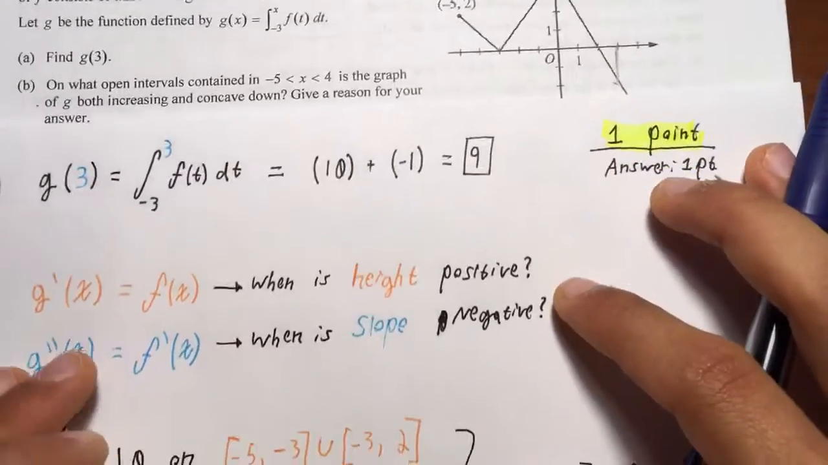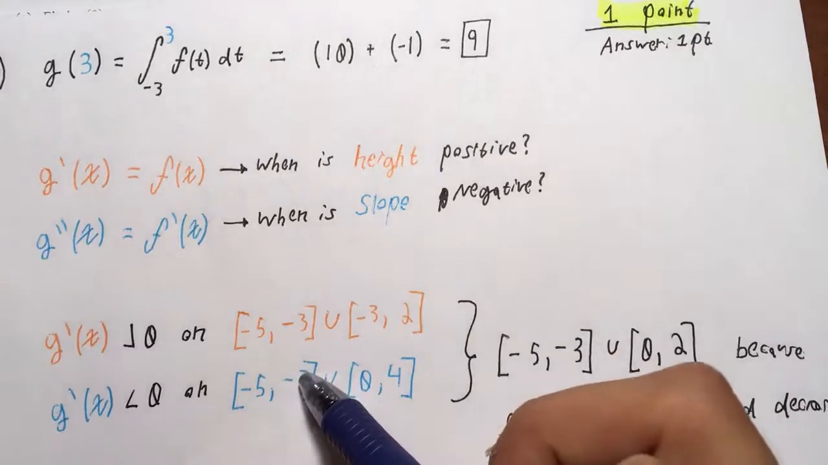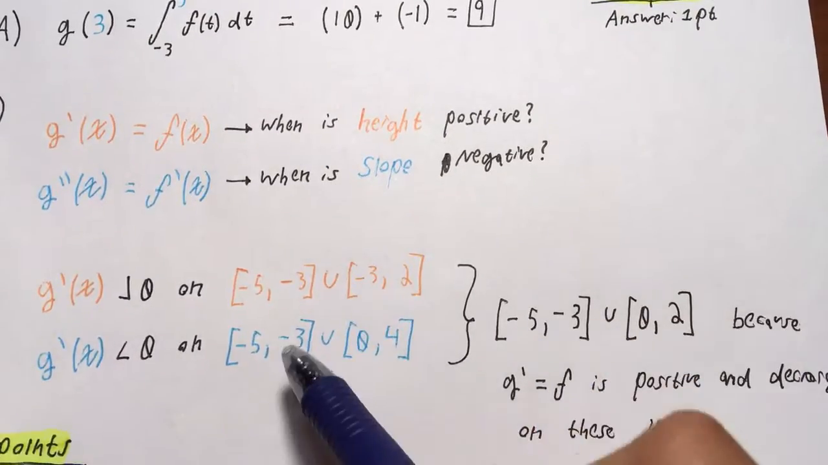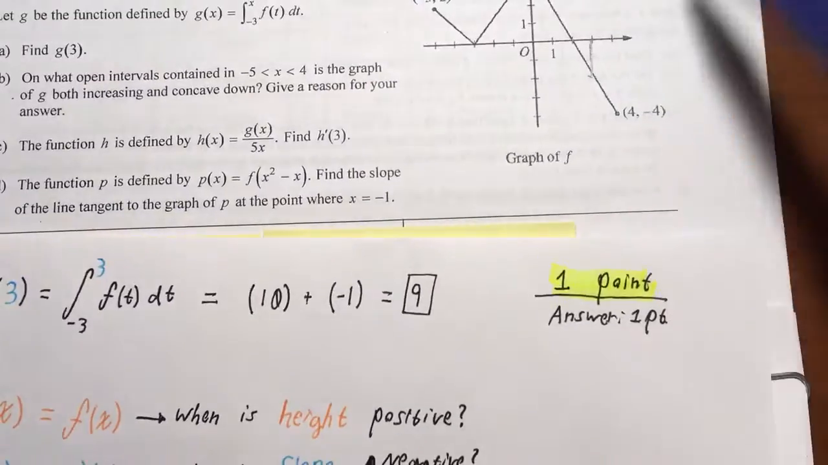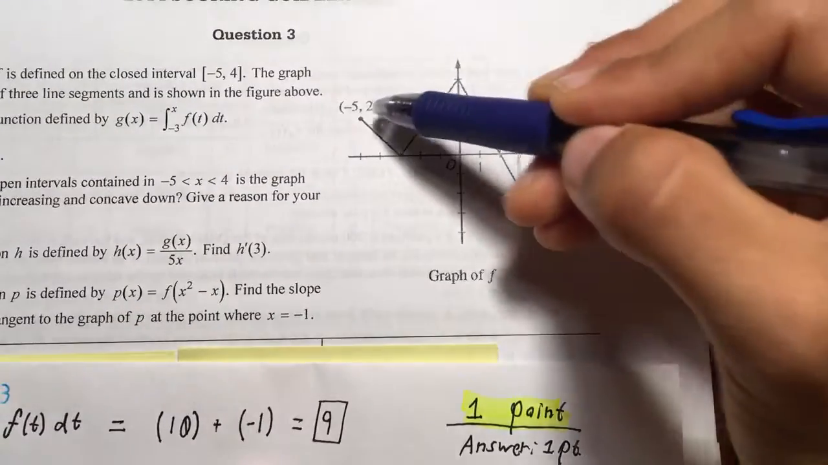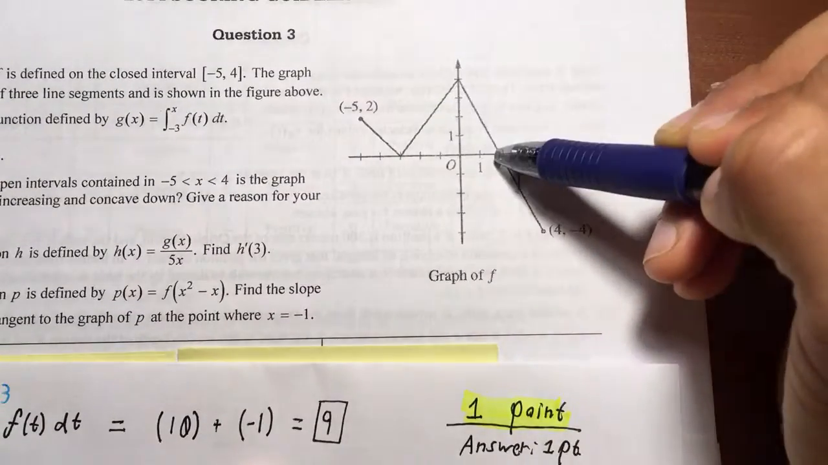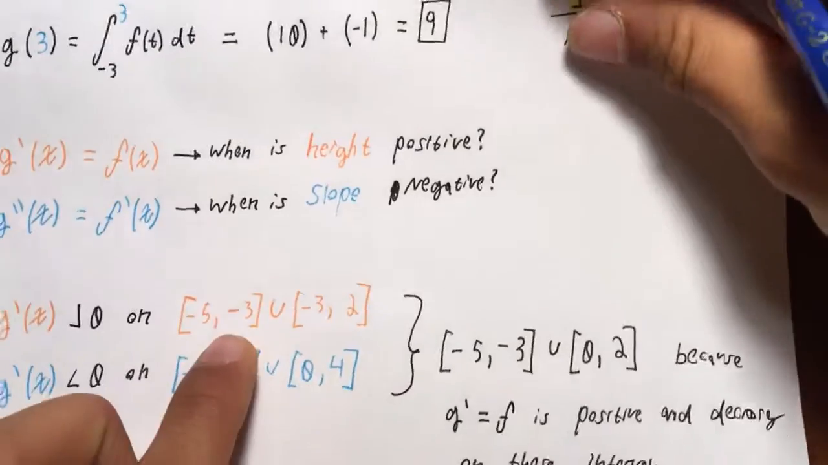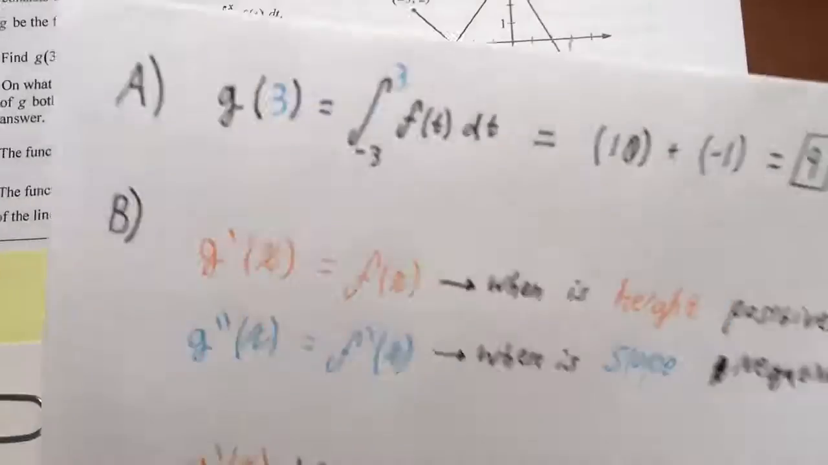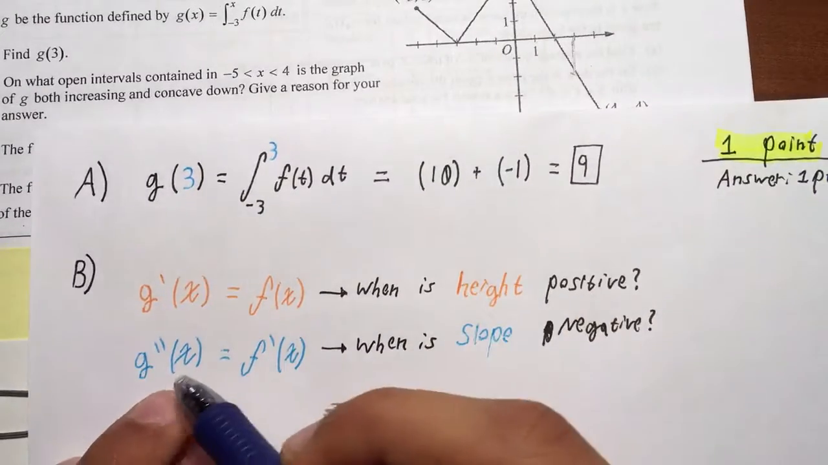When is height positive? I marked it down here, but you don't even need to make your own chart. You can just look at here. The height here is positive from here, here, and here. So part of my answer is going to include this. Now, I'm going to look at my second derivative.